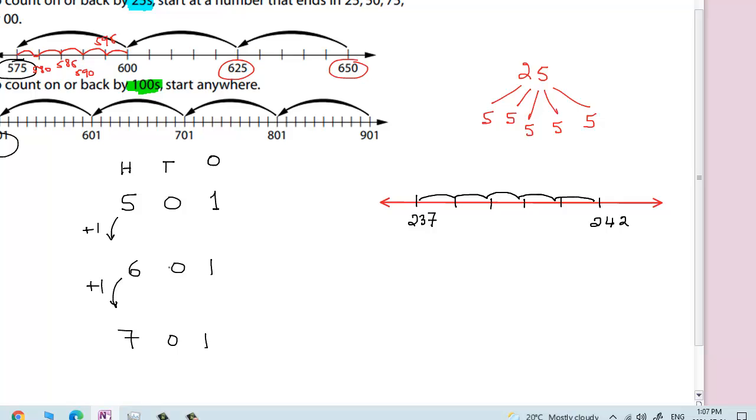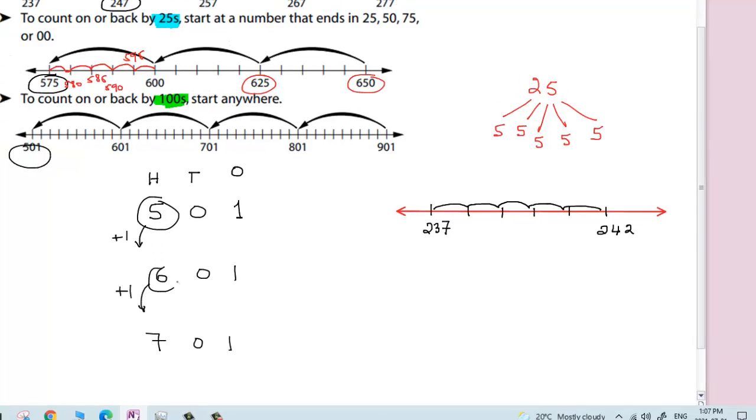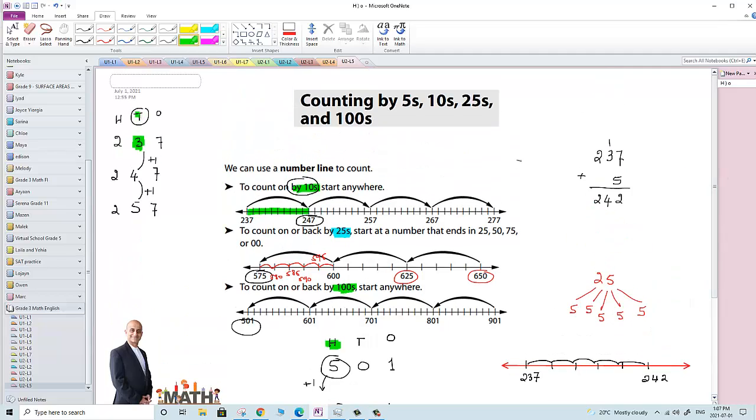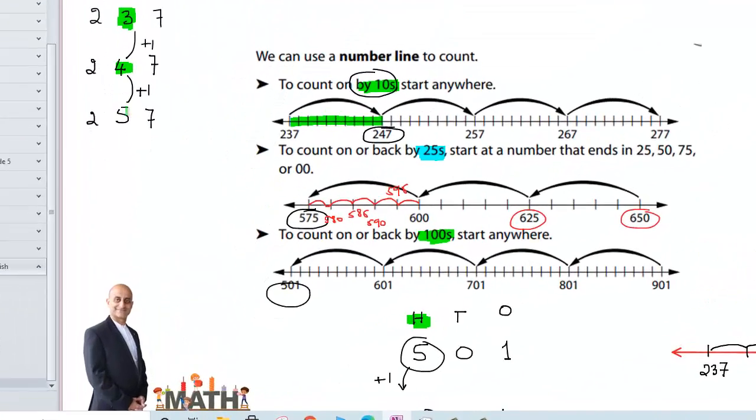Instead of counting on the number line, I can skip by 100 by adding only 1 to the column of the 100s. This is very important. Since I'm adding 100, I play with the 100s. Exactly what I did here. I was adding tens, so I am only adding 1 in the column of the tens.